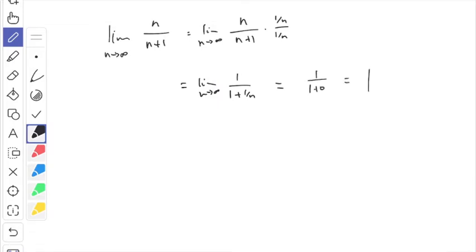That's a standard trick, and you can do this for functions also. You've probably all seen this before. Here's a little variation on that, which is maybe a little more interesting. How about this? 3n over the square root of n plus 5.